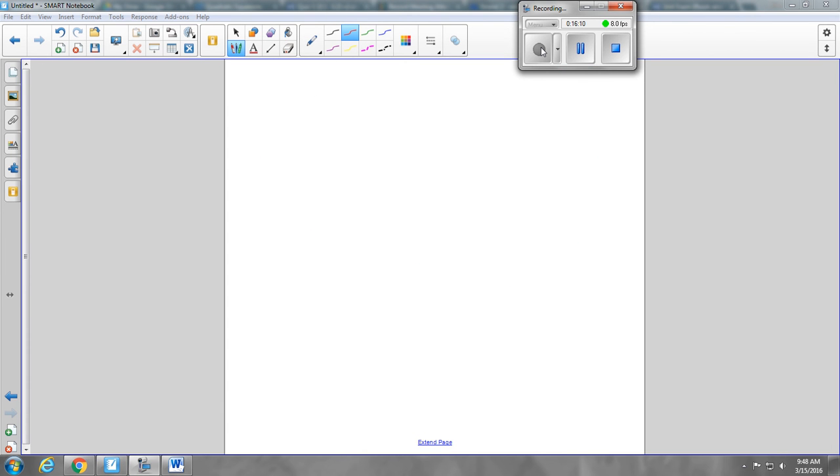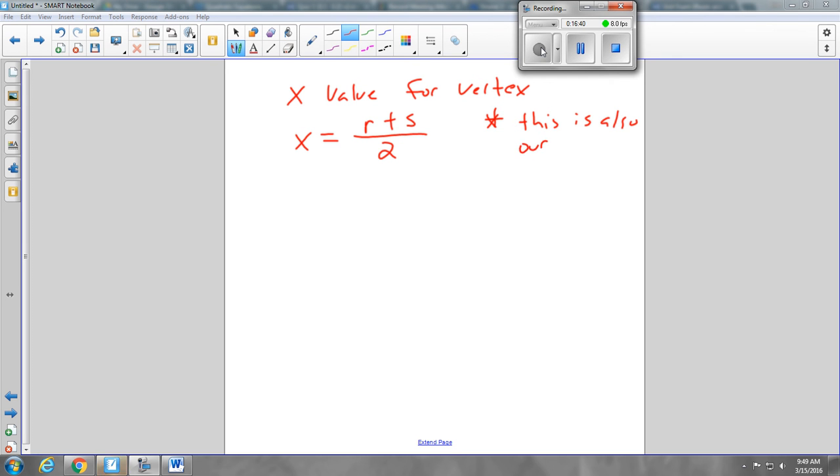So in general, the x value for a vertex is going to be found by going x is equal to r plus s divided by 2. So that's our formula. That's what we did. We just found the average, right? That's all it is, finding an average. And this is also our axis of symmetry.